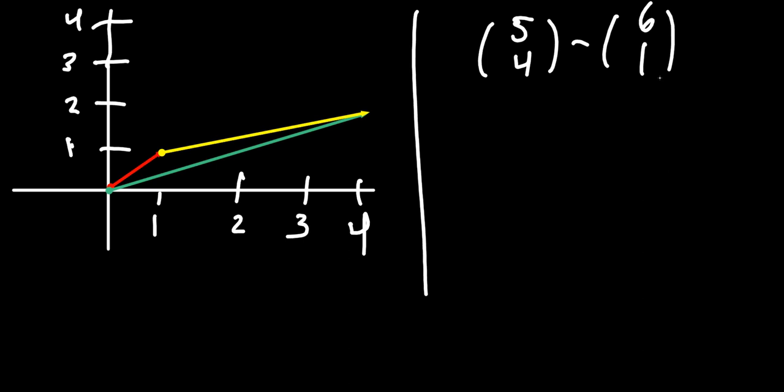All right. So how this is going to work is we're just going to subtract the x components and subtract the y components. So it's going to be 5 minus 6, which is -1, and then 4 minus 1, which is equal to 3. So this is going to be the vector that is the subtraction of these two vectors. Obviously, you could write it like this as the vector.